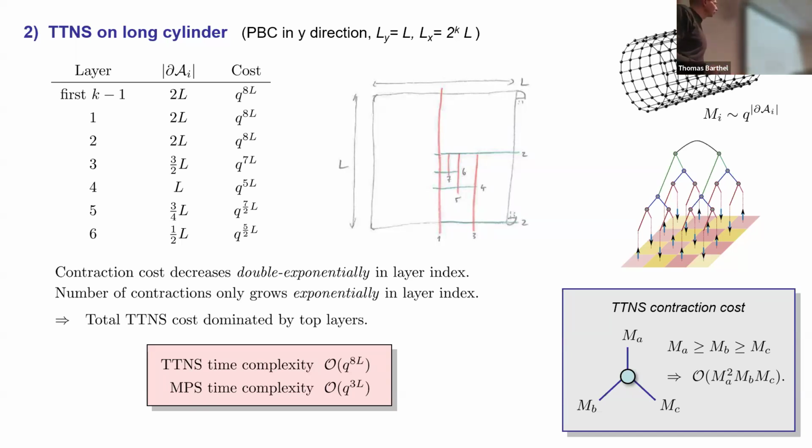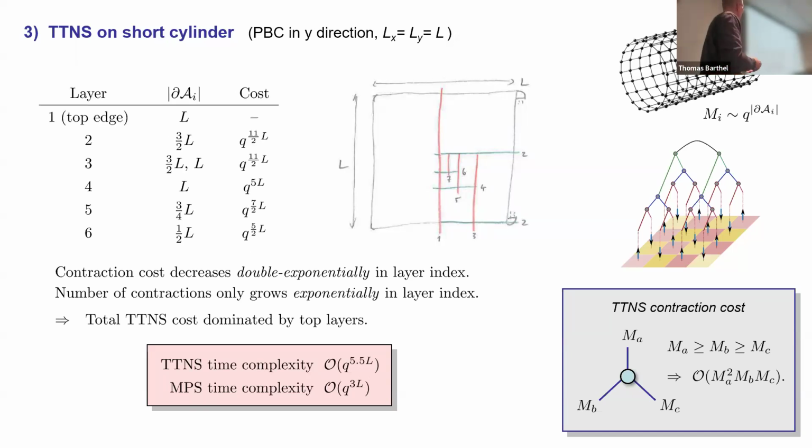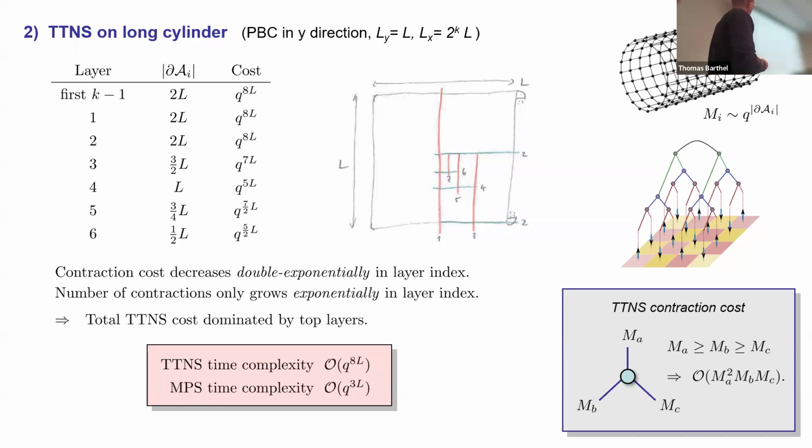Okay, and now we can play this game for different geometries. So yeah, for tree-tensor networks, this is not the nicest geometry. It's kind of the worst you could choose.